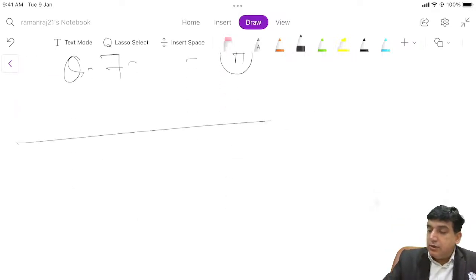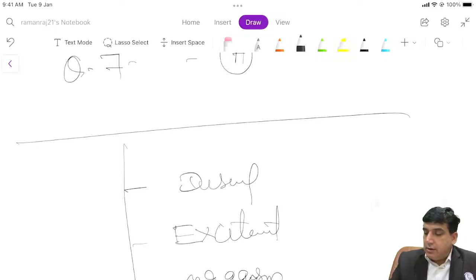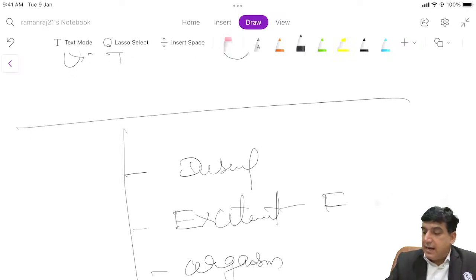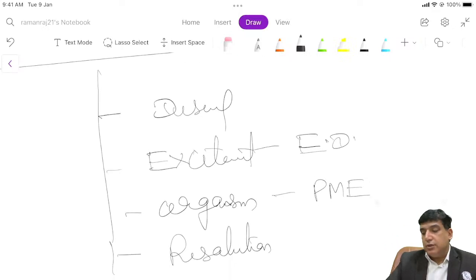Apart from that, regarding sexual disorders, I will briefly tell you the sexual cycle. We have what? The first is desire. Second is excitement. Third is the orgasm phase. And fourth is resolution. Erectile dysfunction is a disorder of excitement. Orgasm disorder is what? Premature ejaculation. So please remember that.